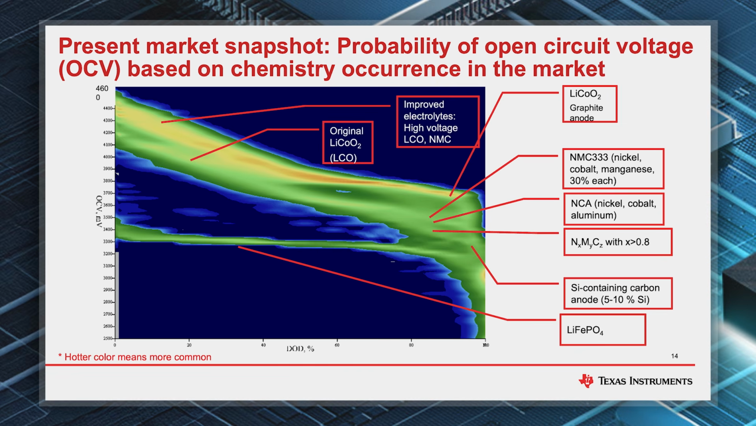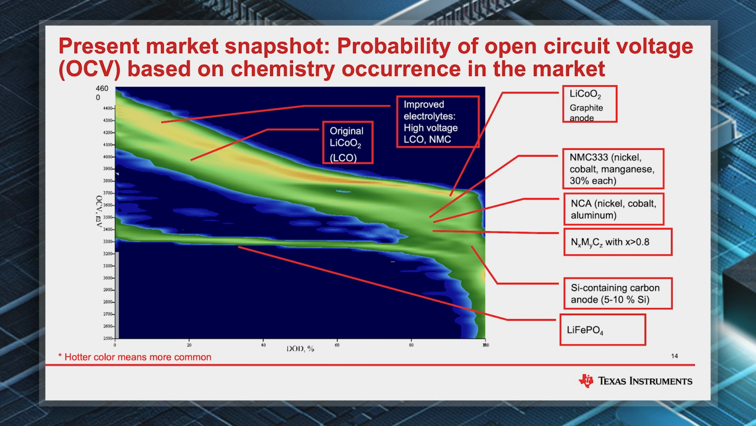By the way, there is a misprint here. It should actually be 4,600 millivolt. Before it was 4,200 millivolt for the fully charged cell, but now it is 4,600. That means we have increased by close to 300 millivolt in the last 15 years that I have been doing this presentation.